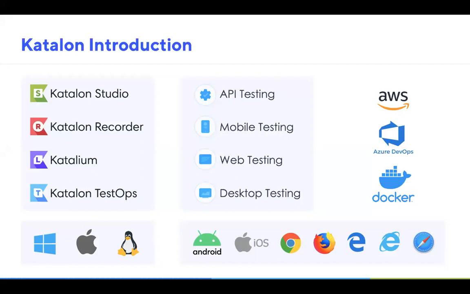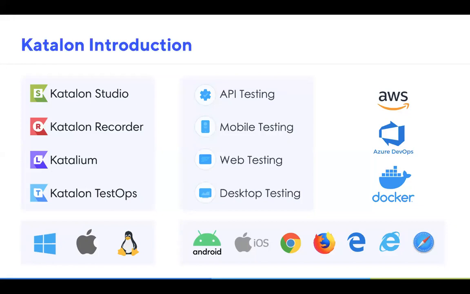Other than Katalon Studio, we also have other tools in the automation testing pipeline. We have Katalon Recorder and other products that can help you generate tests on different platforms. We also have Katalon TestOps, a reporting and analytics tool which gives you an overview of the quality of your execution as well as the quality of your product, and helps you make better decisions to improve your product.